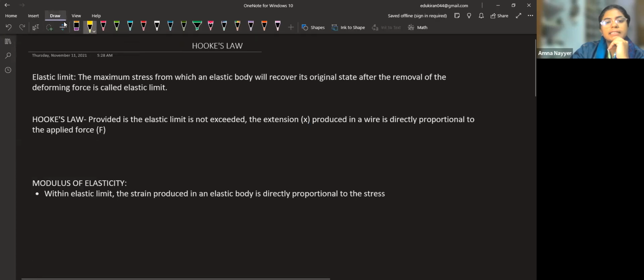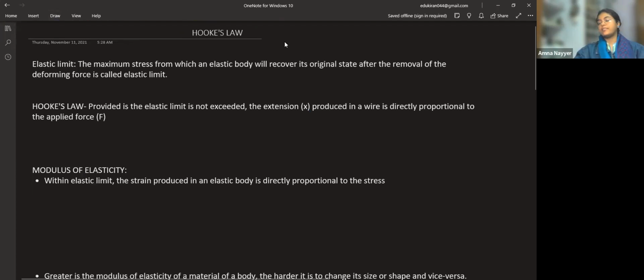Okay, class. The next topic is Hooke's law. This is a very important law. And this comes to write separately, though the marks and weightage will be very less for this law. But this is important out of all the things that we have studied. See, you have to understand a term that is known as elastic limit.